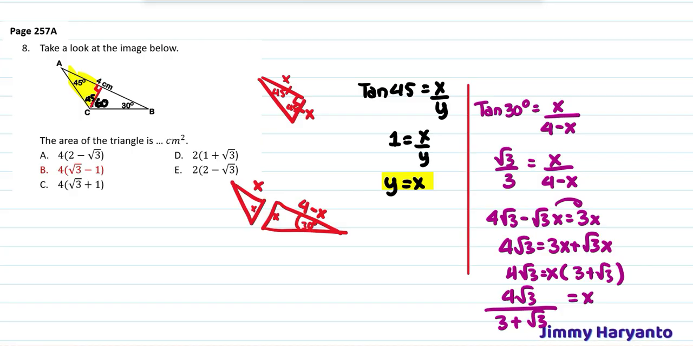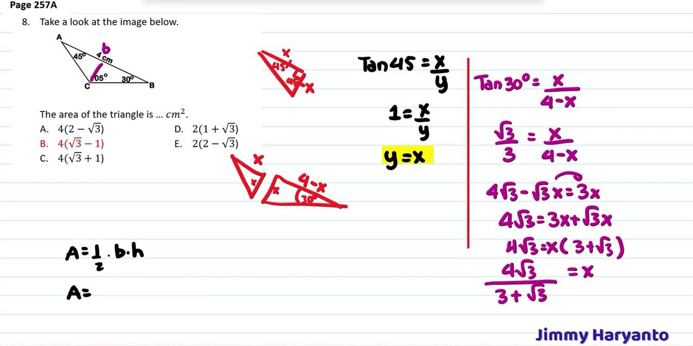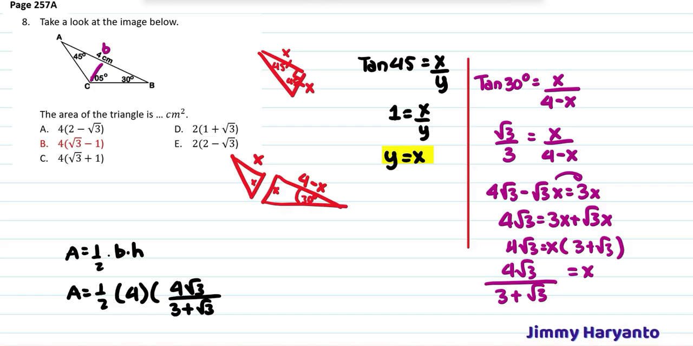The x means the height of the triangle if this one is the base. So the height is that one. Okay, let's find the area using area equals half times base times height. Area equals half times base. The base is 4. The height is 4 square root of 3 over 3 plus square root of 3.